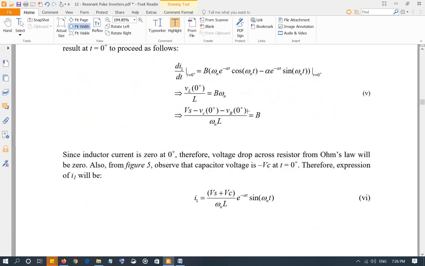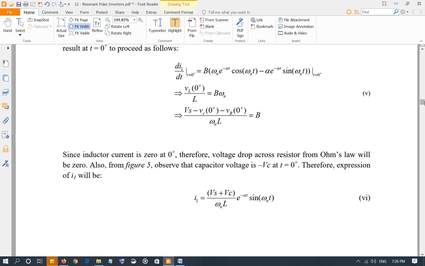And we know that since at the start of this term at 0 there was no current, the voltage on the resistor will be 0. Why? Because of course resistor voltage is I times R, Ohm's law, and I was 0, hence VR will be 0. So the value of B will simply be Vs minus Vc0 positive over omega NL.